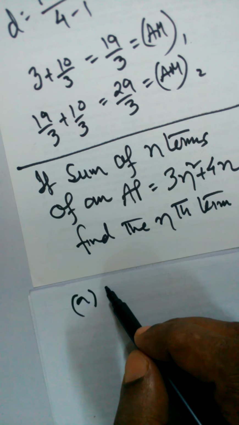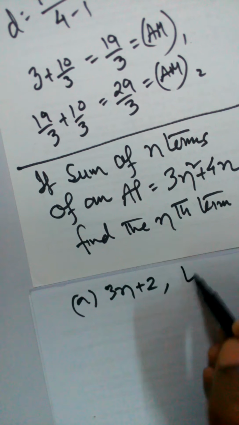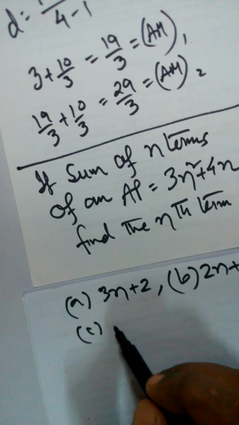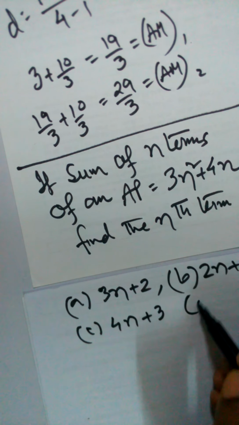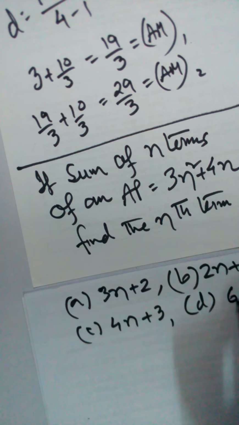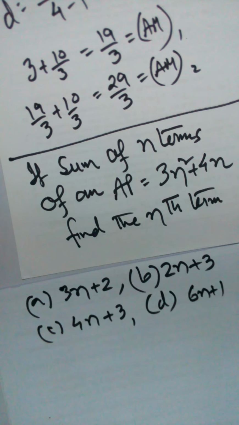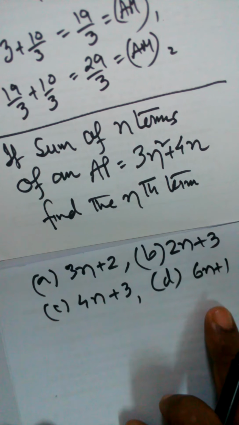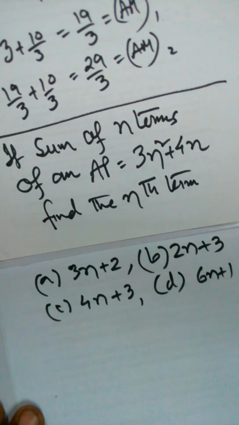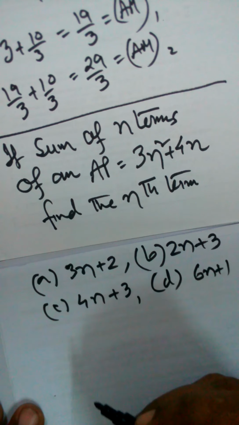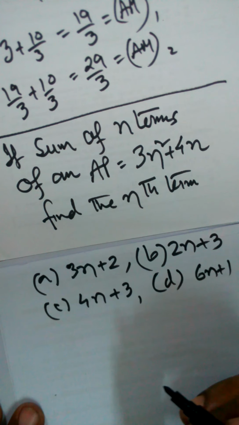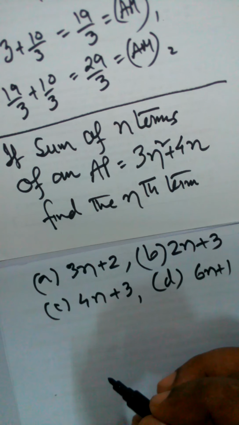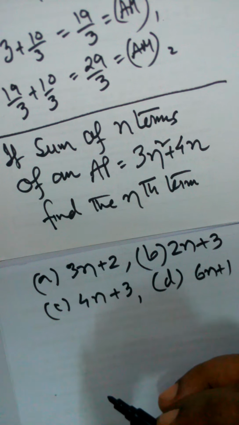The options of this question are 3n plus 2, option A; 2n plus 3, option B; 4n plus 3, option C; and 6n plus 1. So find which of the four options gives you the right answer. What is the target? What is the method? The method is very straight. You need to use a method called induction. Questions of this type are solved using a concept called induction, which is not very difficult to do.